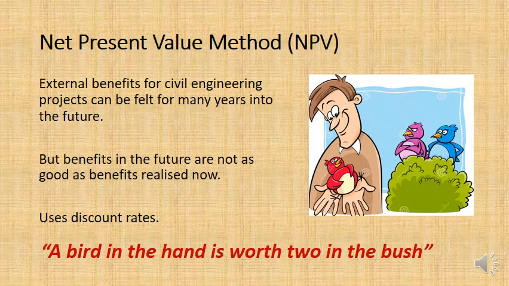But there is an issue. A benefit in the future is not the same as a benefit now. This is explained in an English expression: a bird in the hand is worth two in the bush, meaning most people would rather have the ownership of one bird than the opportunity to potentially have two birds if they go hunting in the next year or two.